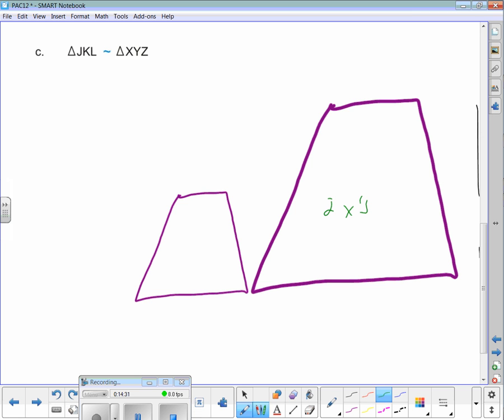So watch. What if this top side were a 10? What would this side be if it's 2 times the size? You get 20. So if this were like a 14, this would have to be a 28, right? 2 times. Maybe this was a 24. This would have to be a 48.